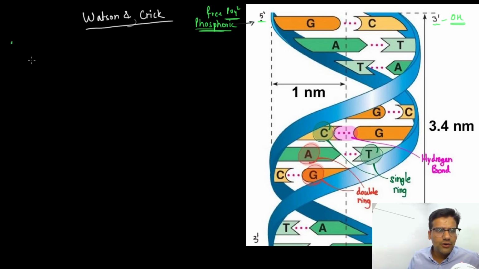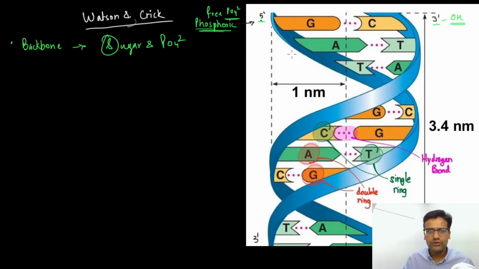If we talk about these strands, these two strands are basically made up of sugar and phosphate. So this strand here and this strand here, the backbone is made up of sugar and phosphate. So in this structure, there is some sugar, then phosphate, then sugar, then phosphate, then sugar.